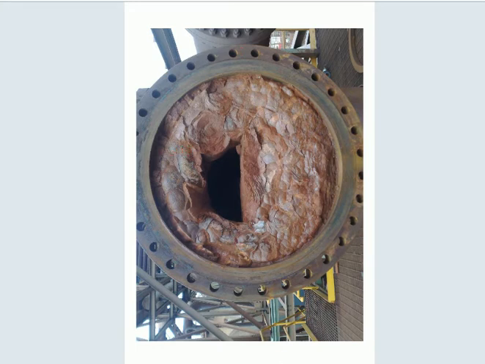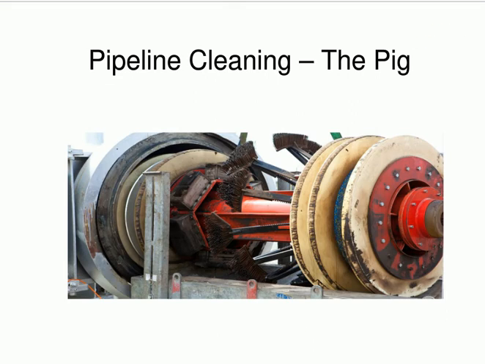Okay, next one. Pipeline cleaning. We had a look at a pig, and the pig goes through the pipeline, pushed through by the liquid behind it. So you stick the pig in the pipeline, and behind the pig you would have the liquid or the gas or whatever it is, and that would push the pig through the pipeline and at the same time start cleaning it. So you've got some scrubbers here. Notice as well you've got some scrubbers here on the side. I don't know whether you can make out those brushes.